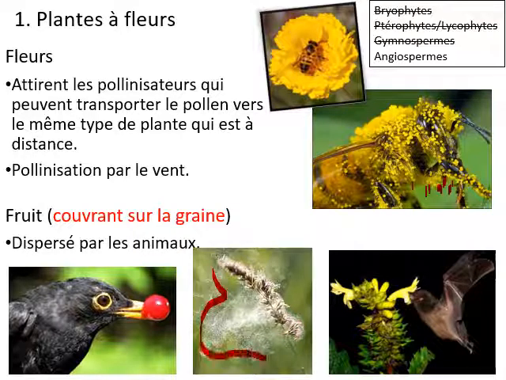Here's an example of a grass. Grasses are wind pollinated. This is the male pollen being blown off of the grass, and it will land on other grass on the female parts. We also have specialized structures called berries and fruit that attract animals, and that causes them to disperse the seeds.